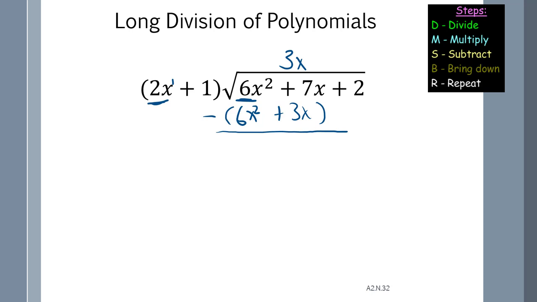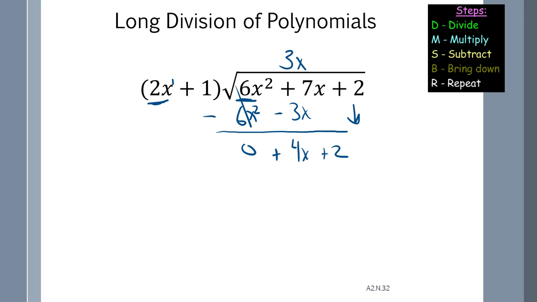When you subtract that, again, that's going to make this positive 6x squared turn negative, and it's going to make this positive 3x turn into negative as well. So therefore, these will go away to 0. And then you're left with 7x minus 3x. So that would give you 4x. Okay, positive 4x. And then we're going to bring down the 2 plus 2.